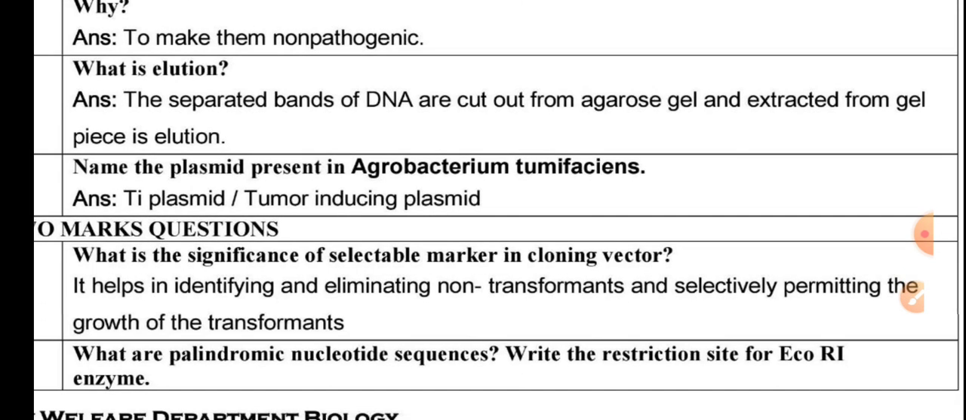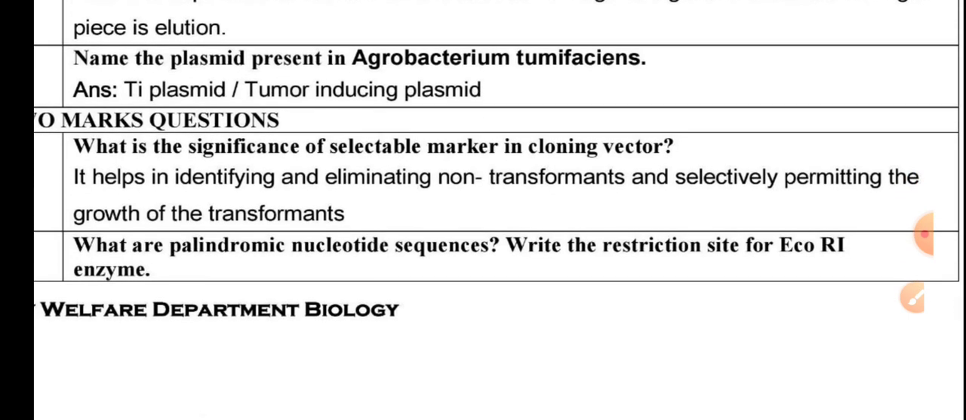What is elution? The separated bands of DNA are cut out from agarose gel and extracted from the gel piece; this is elution. Name the plasmid present in Agrobacterium tumefaciens. Okay, it is the Ti plasmid or tumor inducing plasmid.